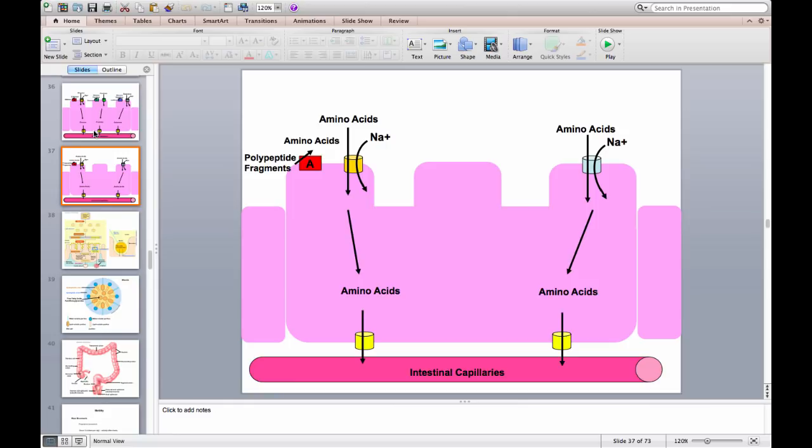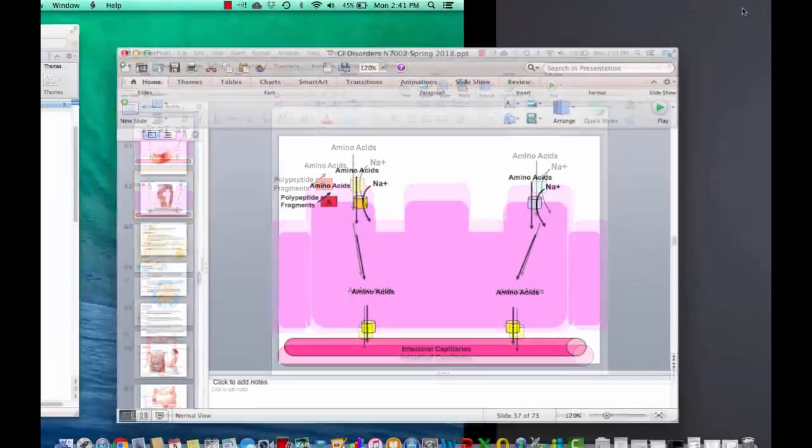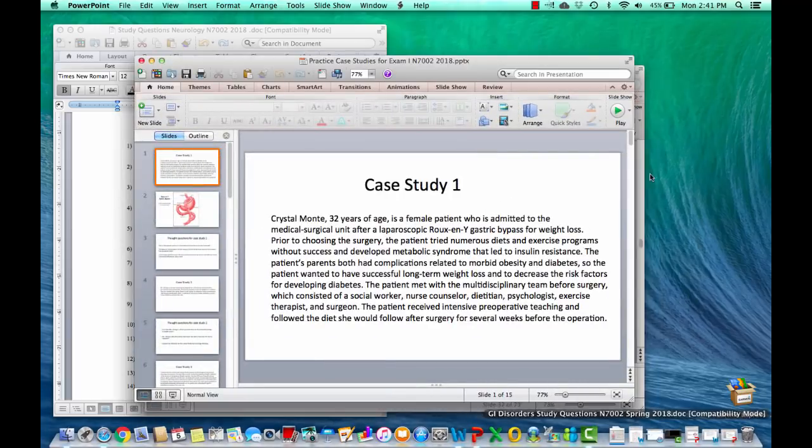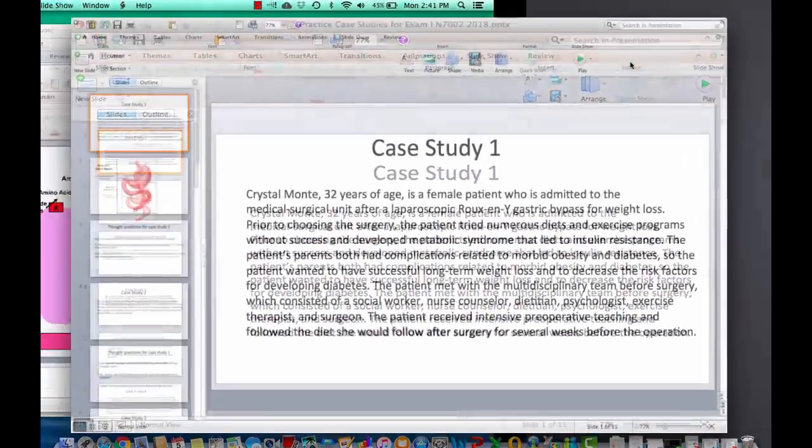Did anybody look over the practice case studies this weekend, maybe? Yeah? Was there any that you had particular difficulty with or that you struggled with?